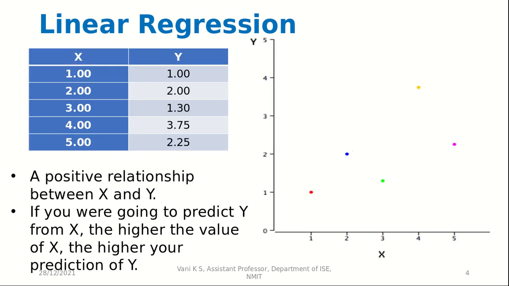Then let's take an example of linear regression here. Now we can see that 1 is mapped to 1, 2 is mapped to 2, then 3 is mapped to 1.3, and like that. Now a positive relationship between x and y can be seen here. If you were going to predict y from x, the higher the value of x, the higher the value of y. Yes, we can draw a line here. The best fitting line can be drawn somewhat here. So we can assume that whenever x is increasing, the value of y is also increasing.